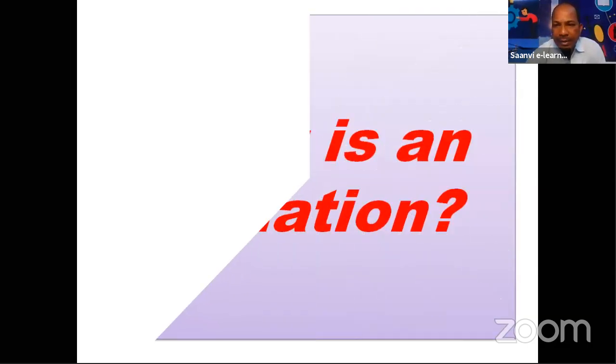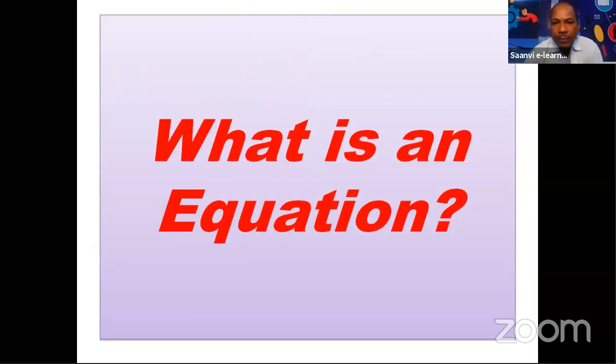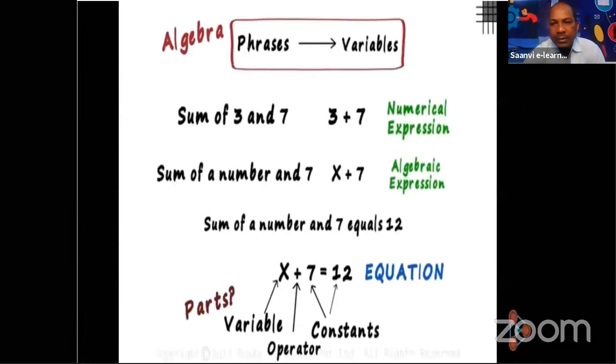What is a linear equation? So before entering into the topic, first of all, we have to understand what is an equation. Okay. What is an equation? So if you understand about the equation, then you can understand what is linear equation. Here see, observe the slide carefully.